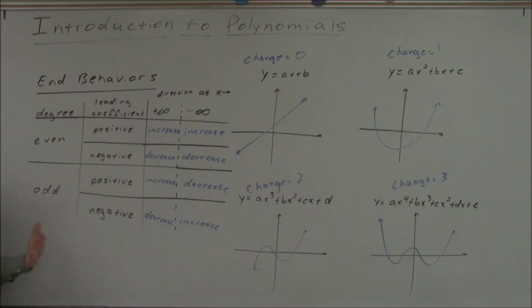Now let's look at what's going on at our x-intercepts and how to actually find the y-intercepts so we can get a quick sketch of our polynomial.